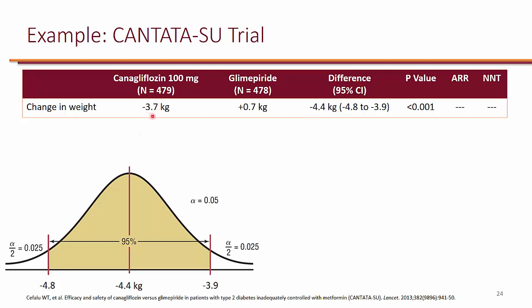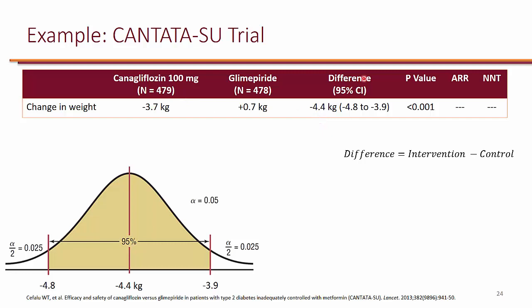So the way we calculate the difference is that it's your intervention minus control. So negative 3.7 minus 0.7 is equal to negative 4.4. So the difference between the two groups was negative 4.4 kilograms.